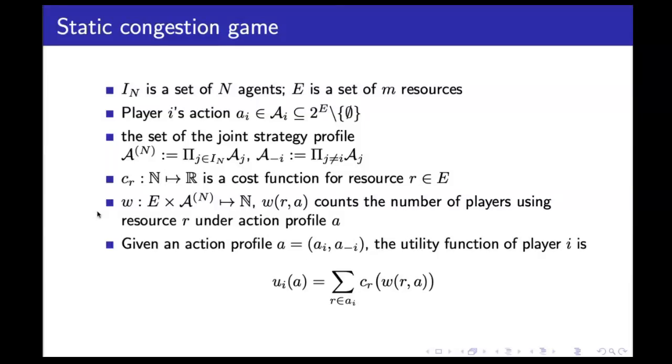And under this setting, the utility function for player i, given the joint profile of all the players, is just to iterate over all the facilities that player i has chosen. And this C_R is the cost of using facility R, depending on just the number of players which are using it. That's just the basic congestion game setup.